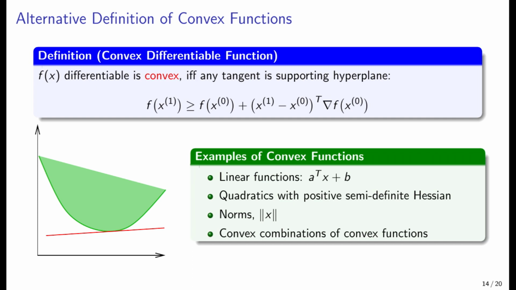Examples of convex functions: linear functions are again convex, so that's nice. Quadratics with a positive definite Hessian, so the second order term has all positive eigenvalues. Norms, p-norms for p greater or equal to 1, are convex. And convex combinations of convex functions: if I have one convex function f1 and another one f2, and I take a convex combination of these with a parameter between 0 and 1, then that's again a convex function. So I can build up convex functions out of this.